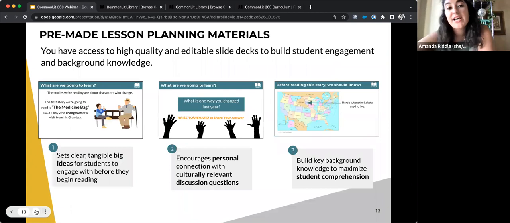Every unit has pre-made lesson planning materials. These are editable slide decks and Google Slides to help build background knowledge and get some excitement. We'll see this on the site in a moment, where you're able to go in and immediately have all of the hook questions, the exit tickets, and the exciting media that you would usually spend hours looking for. We have done the work to at least give you something to start with that's really high quality, and you could use it without editing, but you also can edit and make it your own.